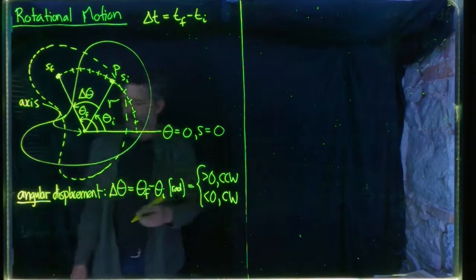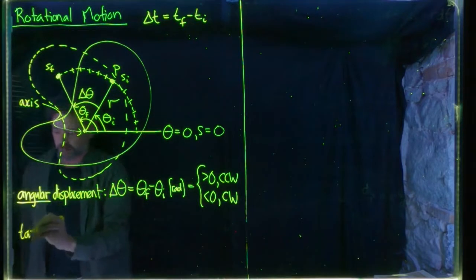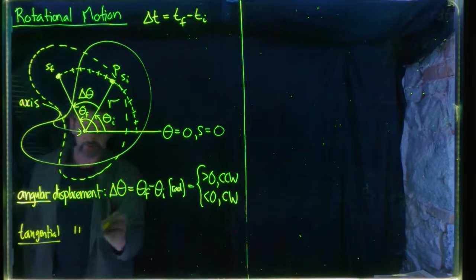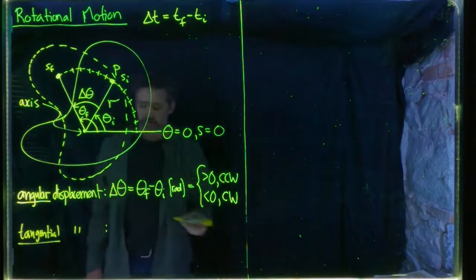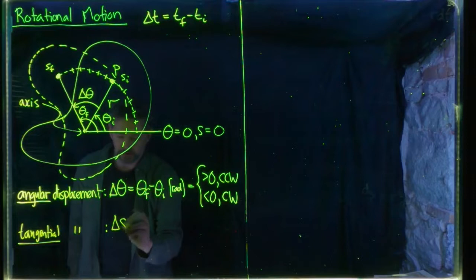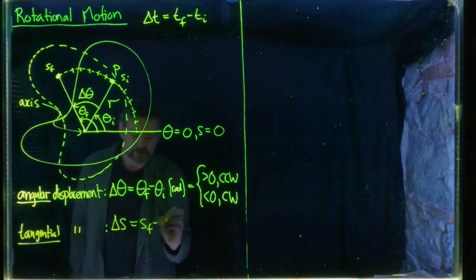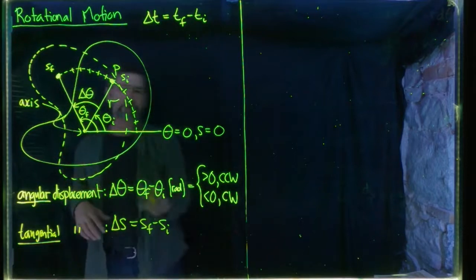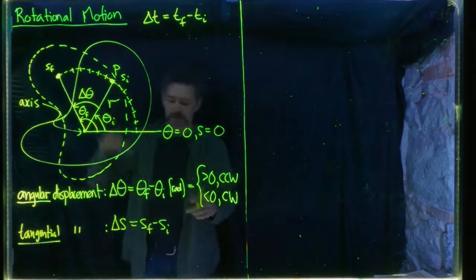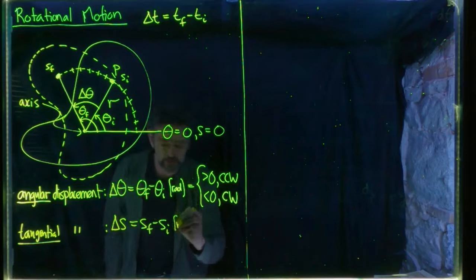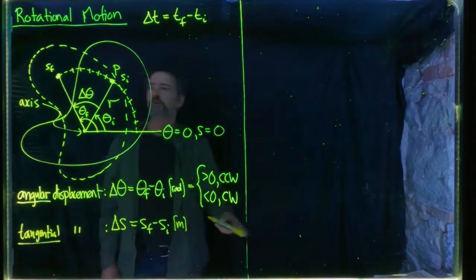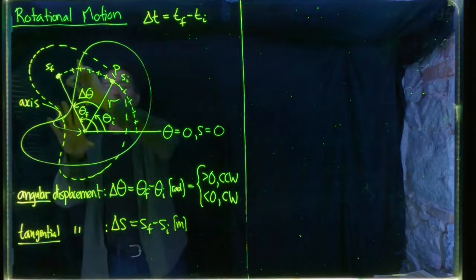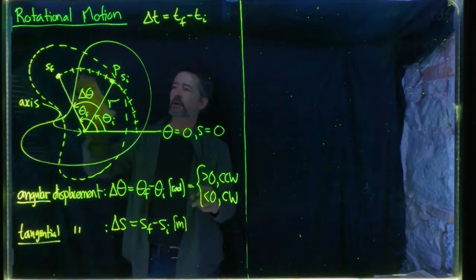And so it's really useful to also define a tangential displacement. That tangential displacement is called delta S, and it's S final minus S initial. And delta S is actually the number of meters. The tangential displacement is measured in meters. And so how do we define that? Well, what we need to know is what the arc length is. If we move through some angle delta theta, what is that arc length?